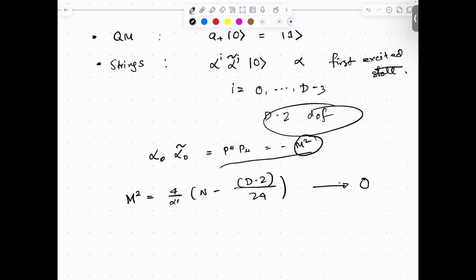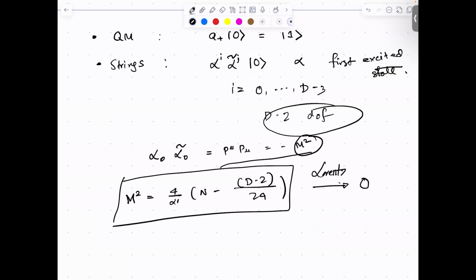So what do we have? We go to the machinery of quantum strings, we quantize the strings, then we act on this vacuum of string theory, and then we get the mass squared. And this mass squared, which you have to trust me, comes out to be something like this. And Lorentz invariance tells us that this mass squared should be 0.